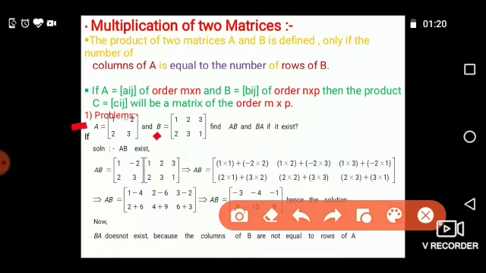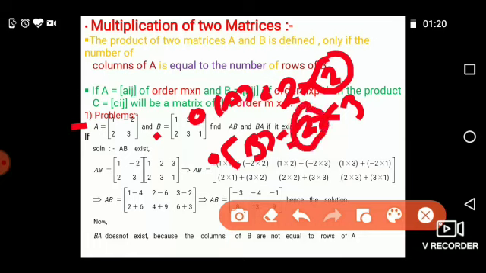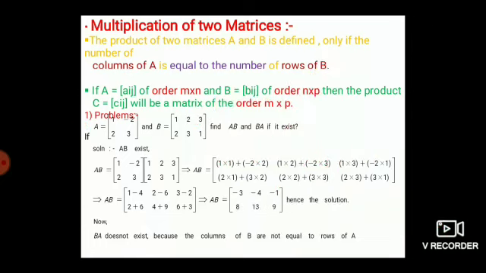Students, let me start with the first one. Since in this case the order of A is 2 cross 2 and the order of B is 2 cross 3. As per the product of two matrices, the number of columns in matrix A equals the number of rows in matrix B. Therefore AB exists, and AB is of order 2 rows and 2 columns. Now let me start finding the product AB.